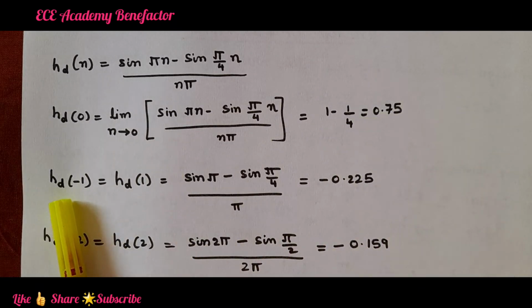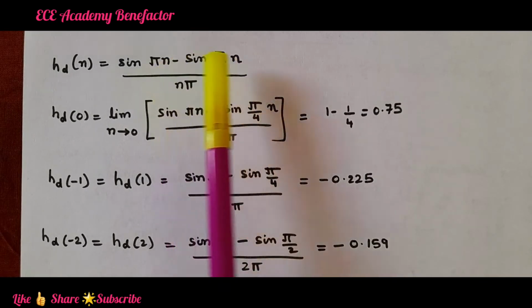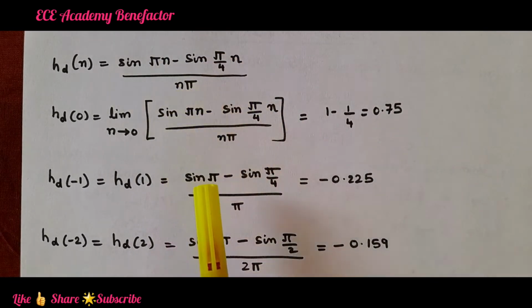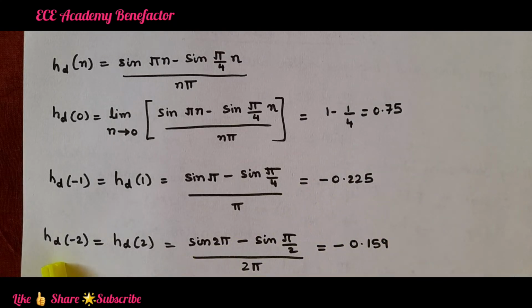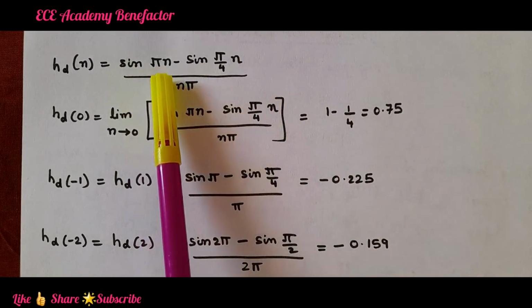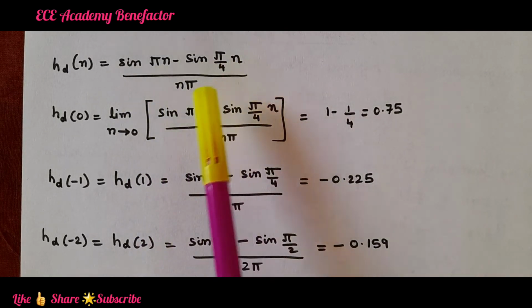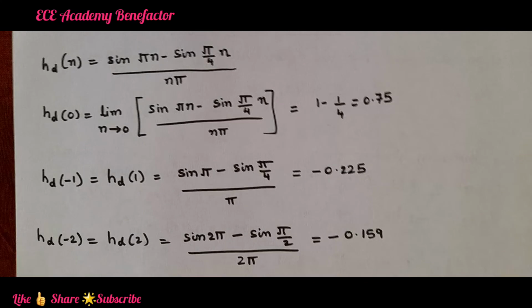hd of 1 is equal to hd of minus 1 because of the symmetrical impulse response. Now substitute n value as 1 in this equation: sin pi minus sin pi by 4 by pi. We are getting minus 0.225. Next step, hd of minus 2 is equal to hd of 2. Now substitute n value as 2 in the above equation. So, it becomes sin 2 pi minus sin of pi by 2 by 2 pi, which is equal to minus 0.159.